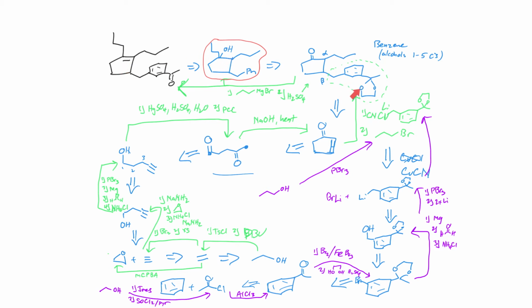And strong acid is used to remove my ethylene glycol and convert it back to the ketone. So I think we could do all of this here. We may need a couple extra steps, but really it should all work just with the strong acid step. So this would be my many-step sequence to make this compound.